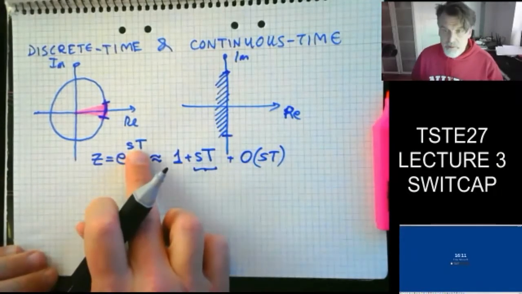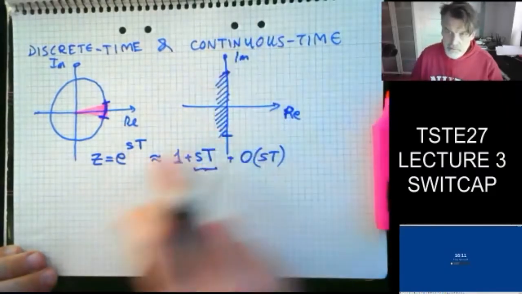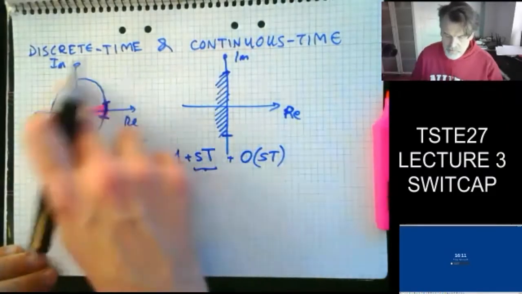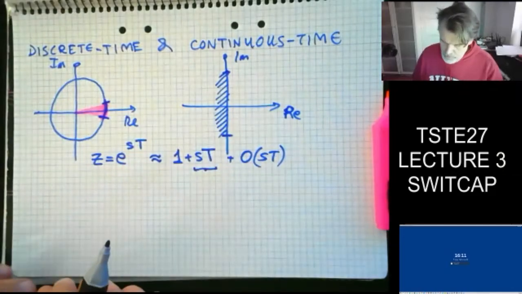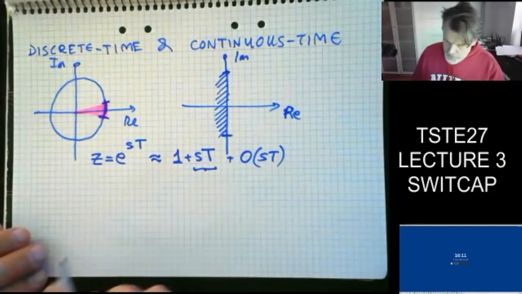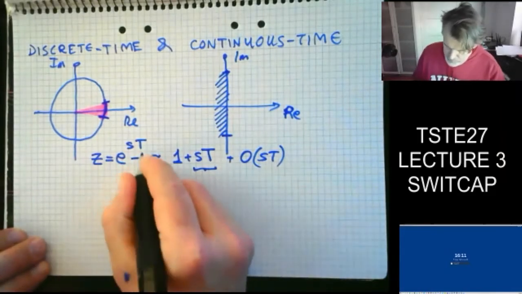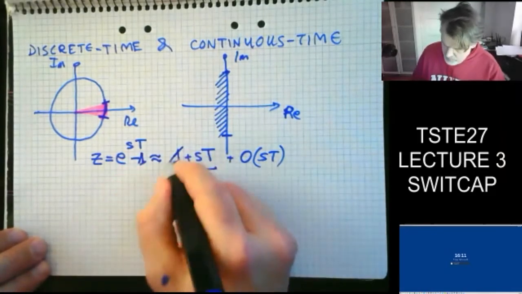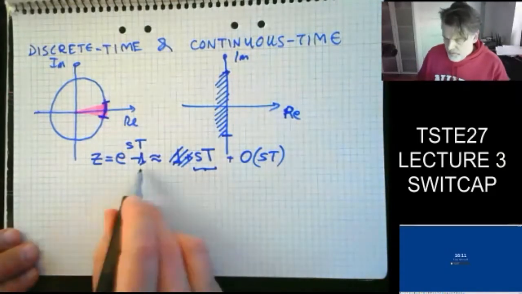So I do have a mapping with a sample frequency and a continuous time variable connecting to the discrete time variable through this sort of operation. Sorry, the minus 1 should be here. That's going to be approximately this. That should be more correct, sorry. So that's the mapping.